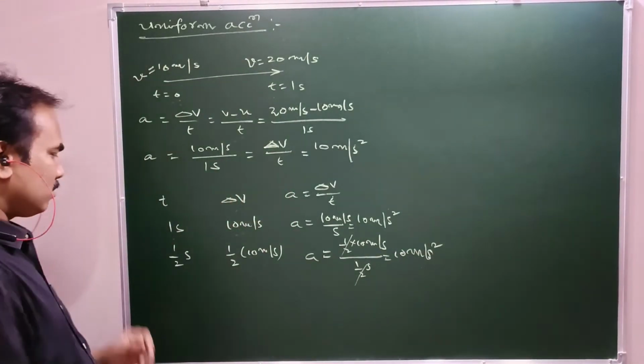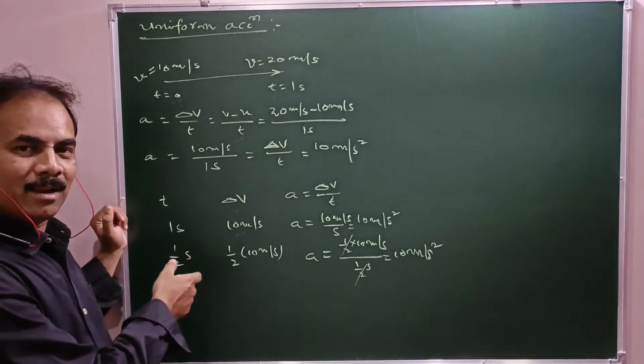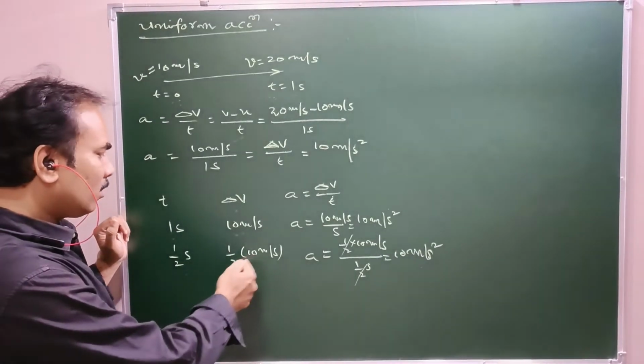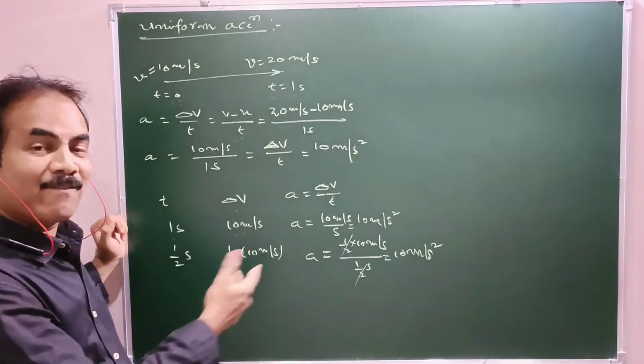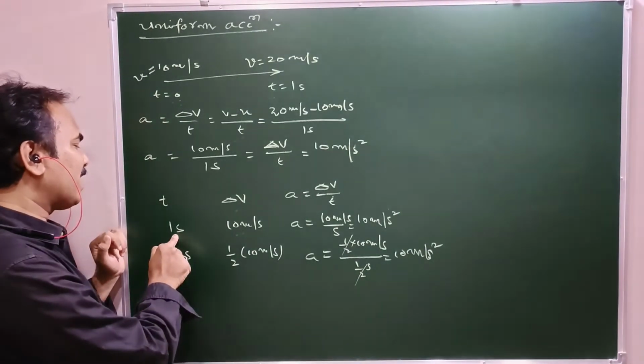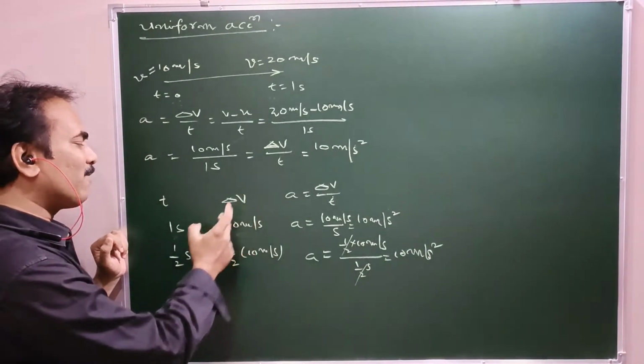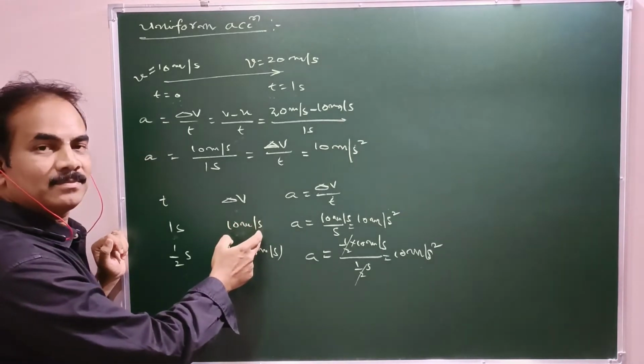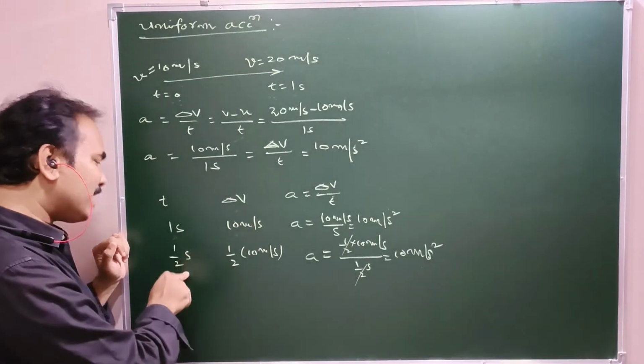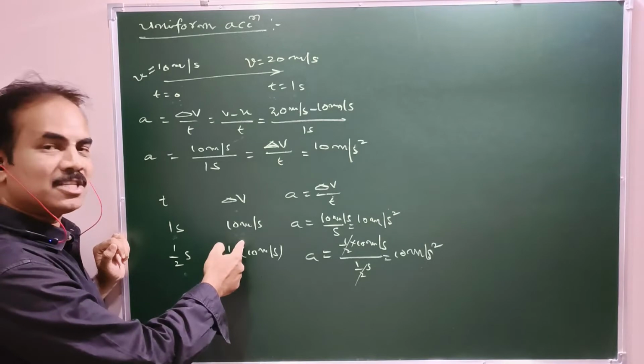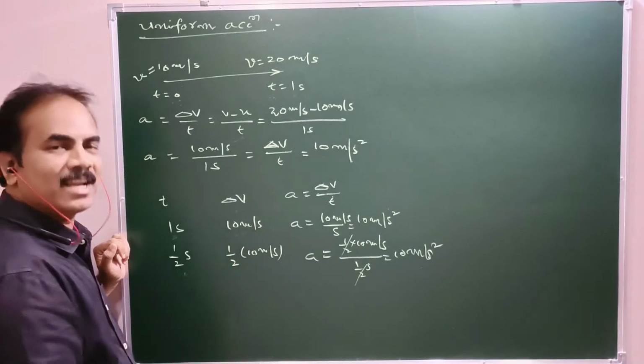Am I right? So here the particle must undergo equal changes in velocity in equal intervals of time. See, for every second, what must be the change in velocity here? 10 meter per second. Right? For every half second, what should be the change in velocity here? Half of 10 meter per second. Okay.